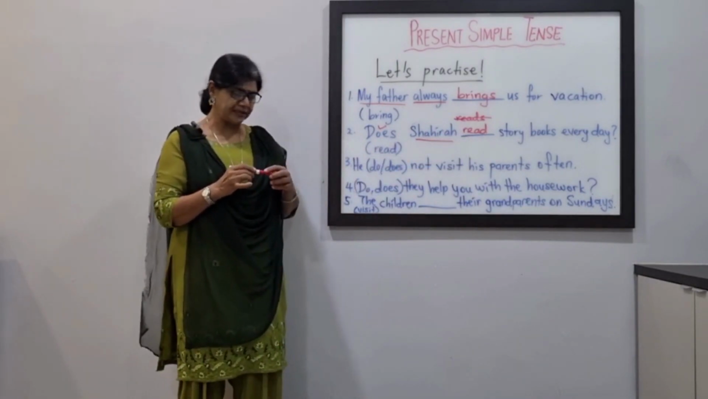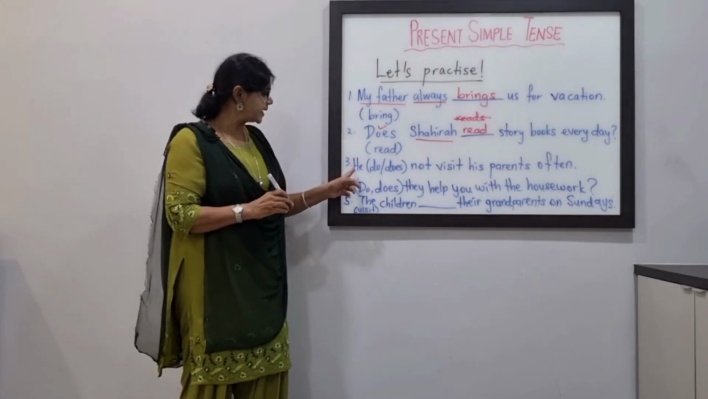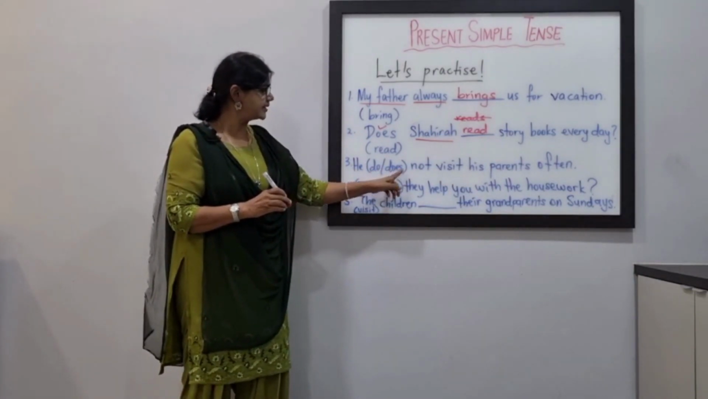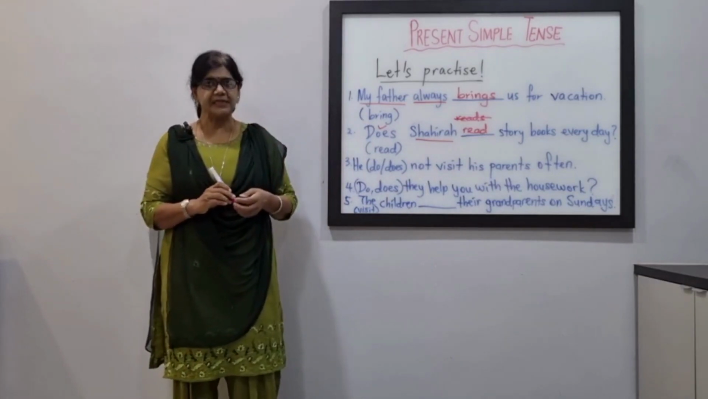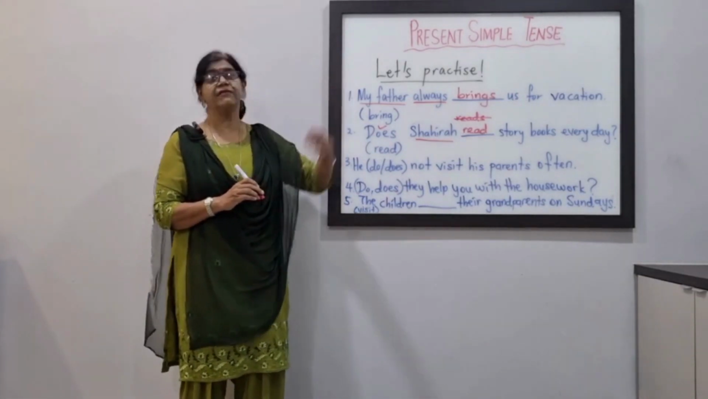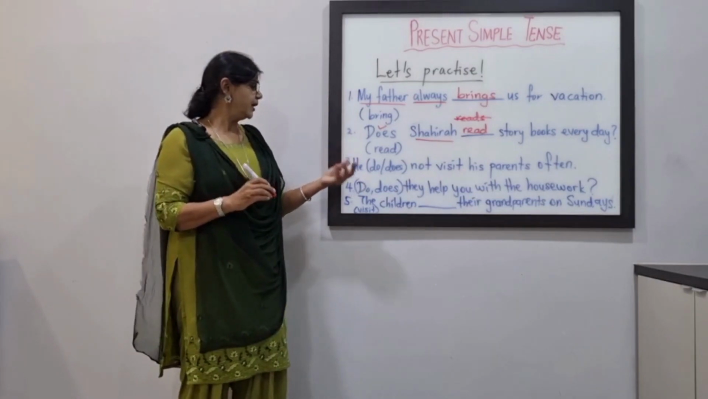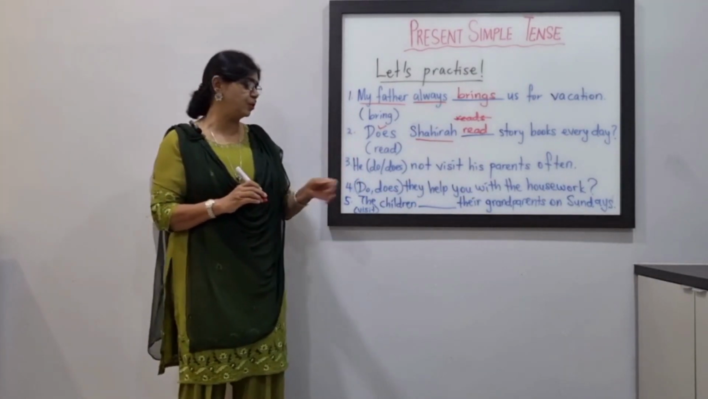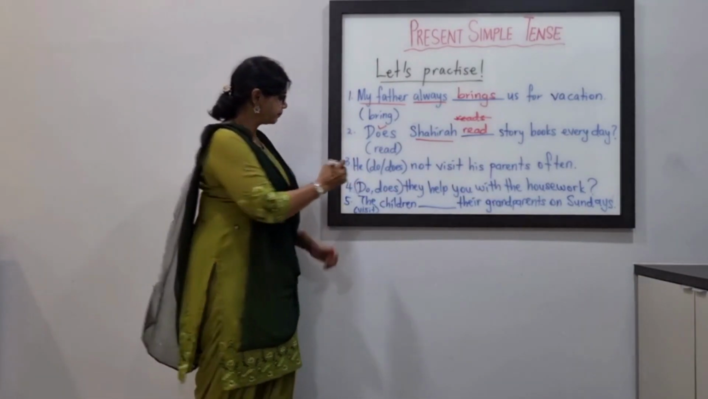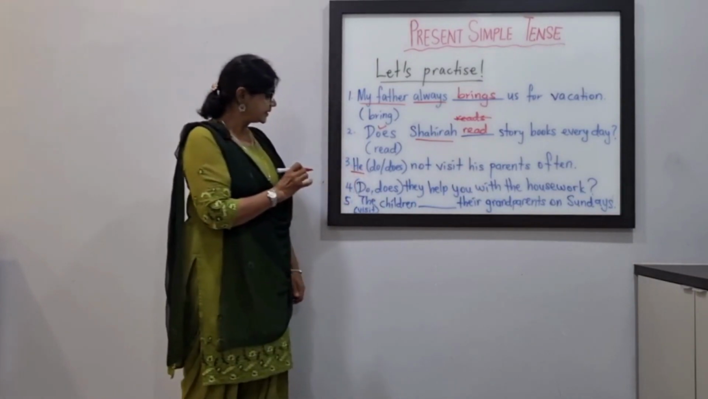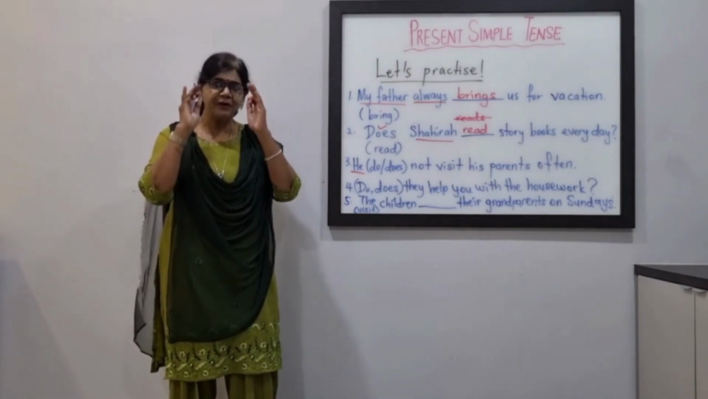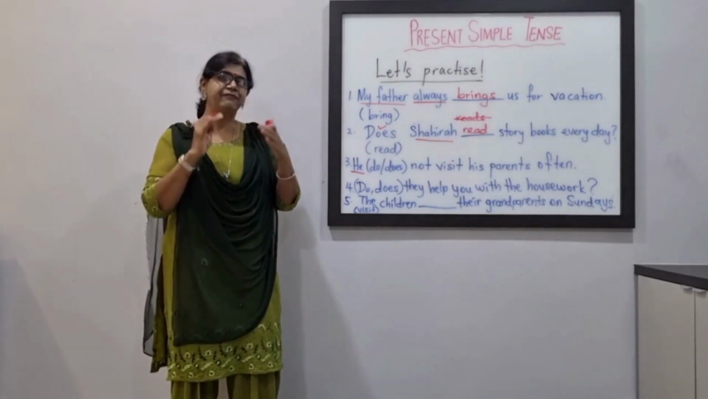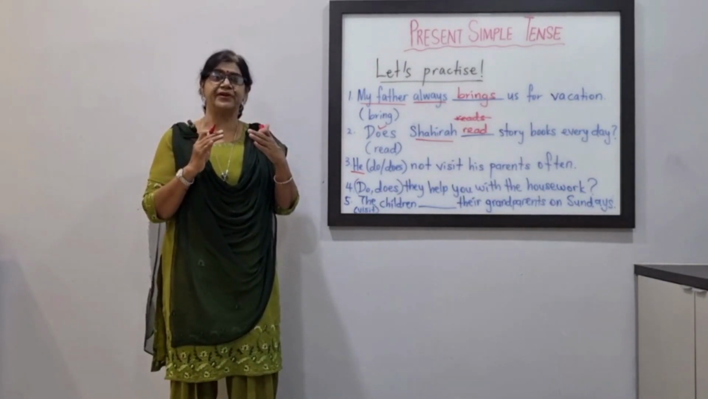We move on to the third question. He do or does not visit his parents often. Probably he's overseas. He's working very far from the parents, so he cannot get to meet the parents always. So he is a singular subject, so you cannot be confused. By now, you must be very clear already. I have been repeating this many times already.